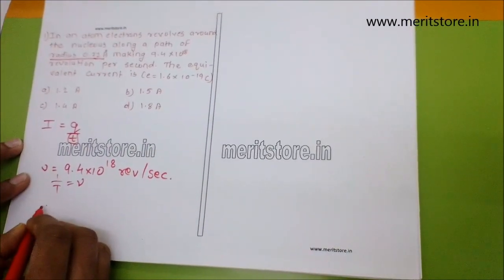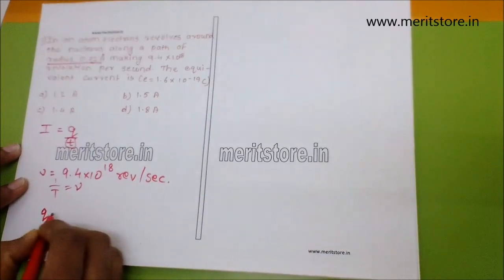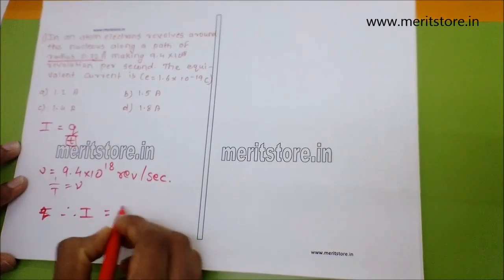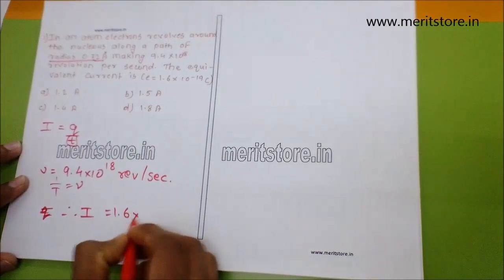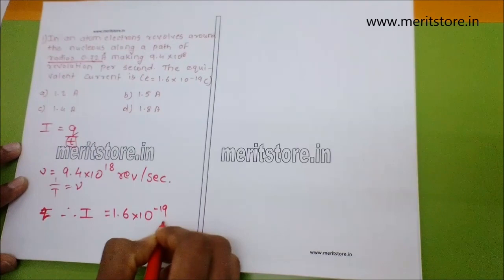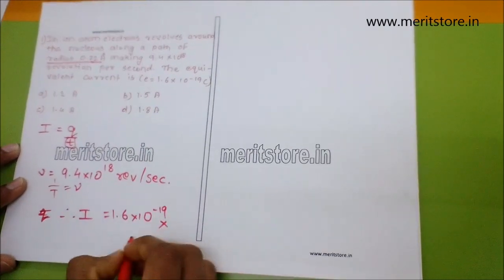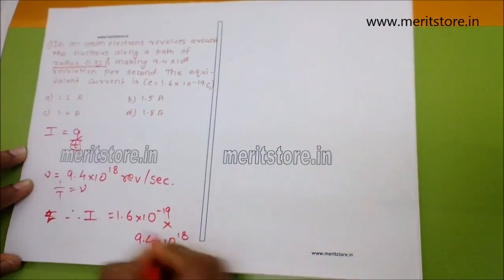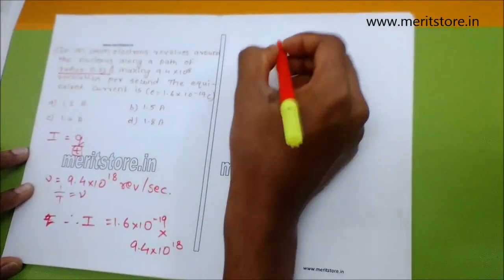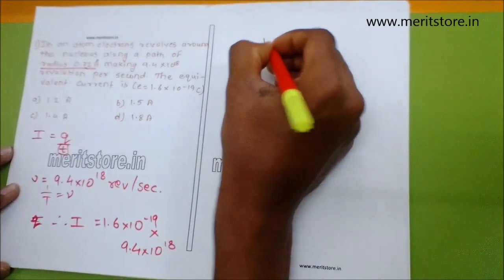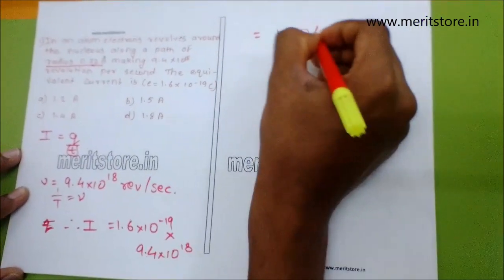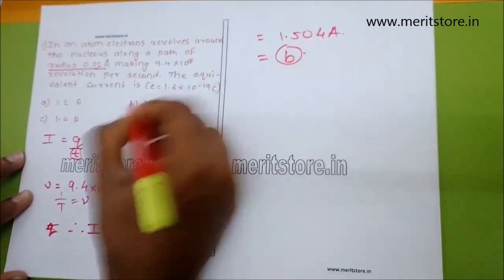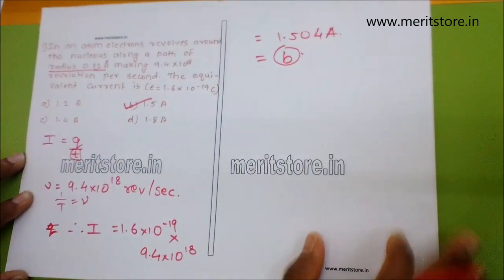Also, Q, therefore I is equal to 1.6 × 10^-19 into 9.4 × 10^18. When you solve this, the answer which you get is 1.504 amperes, which is nothing but option B. So option B is the correct answer.